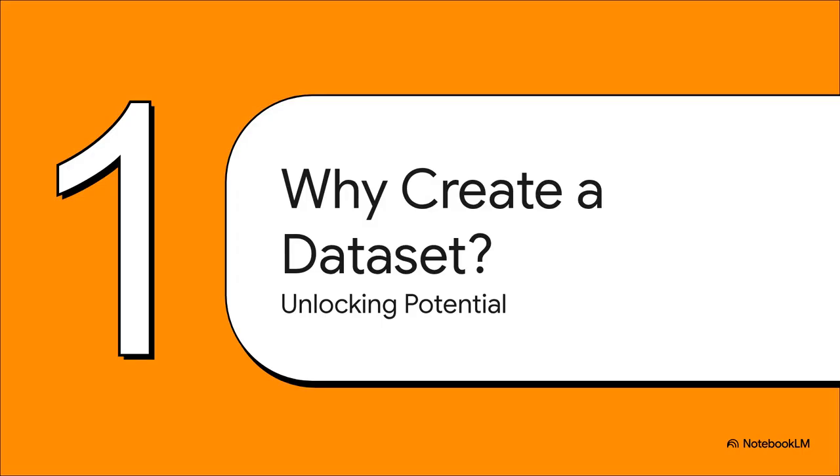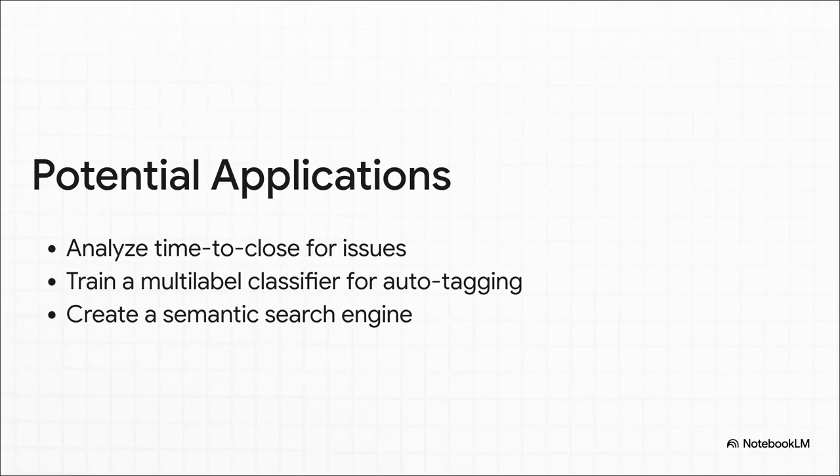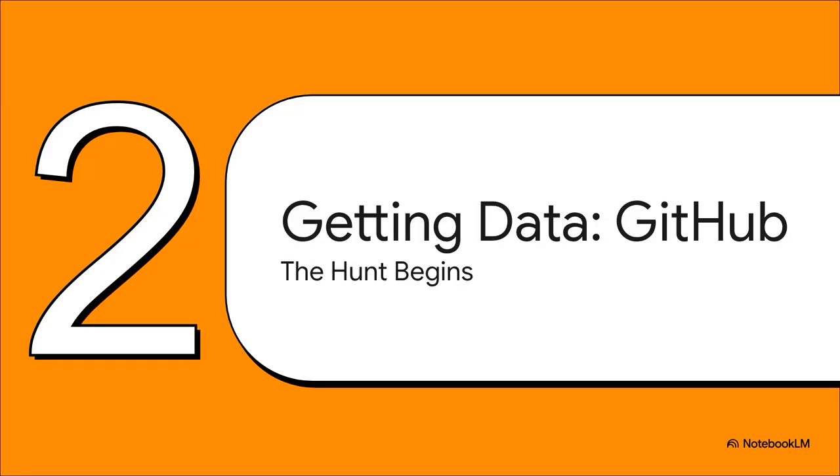Okay, but hold on. Before we start grabbing data, let's talk about the why. What's the point? What kind of cool stuff can you actually do with a custom dataset, especially one made from something like GitHub issues? While the applications are actually pretty powerful, with a dataset of GitHub issues, you could do some serious analysis, like figuring out how long it takes your team to squash bugs, or you could train a model to automatically tag new issues as a bug or a feature request. You could even build a really smart search engine to help people find solutions faster. The possibilities are huge.